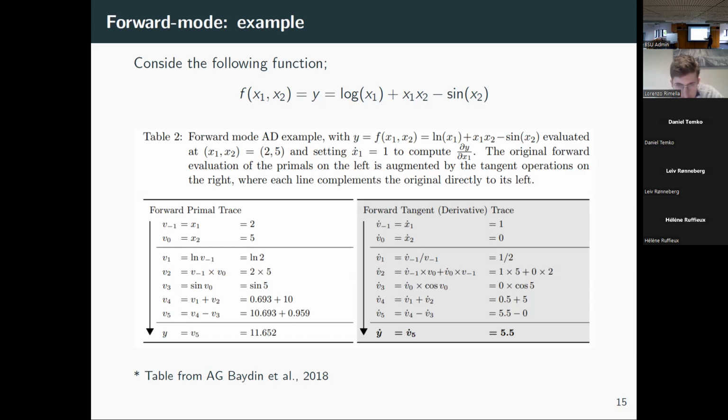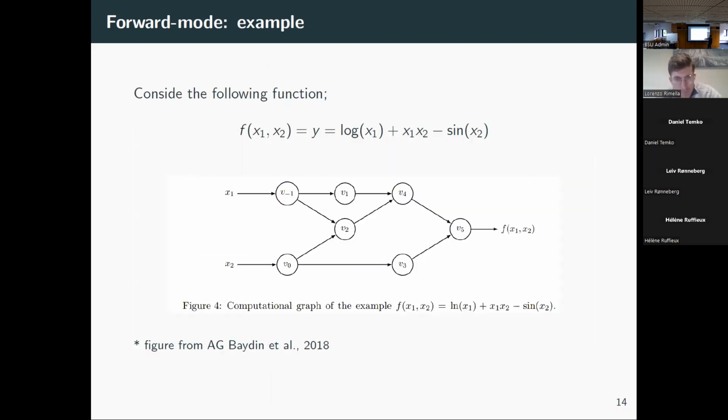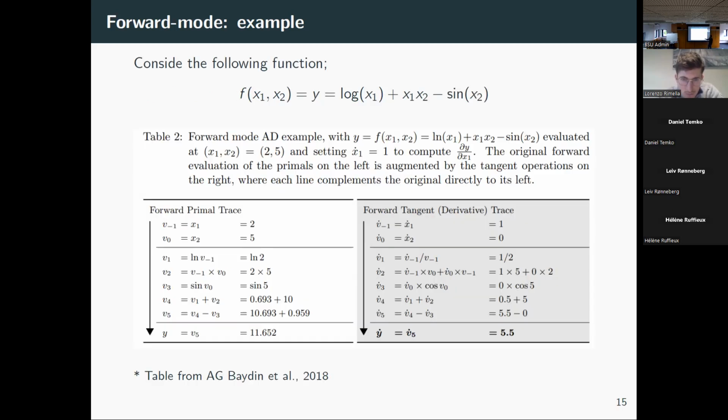In each step, you calculate first V1, which is this node. V minus one is basically your input, and then the next node is passed to V1. So you calculate that node and simultaneously calculate its gradient, and you just go through that. And then finally, you get the output, which is basically all the intermediate variables' derivatives.